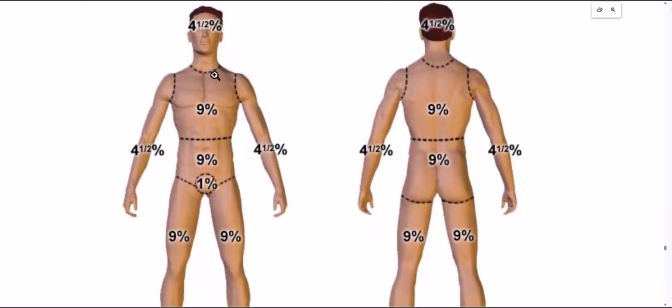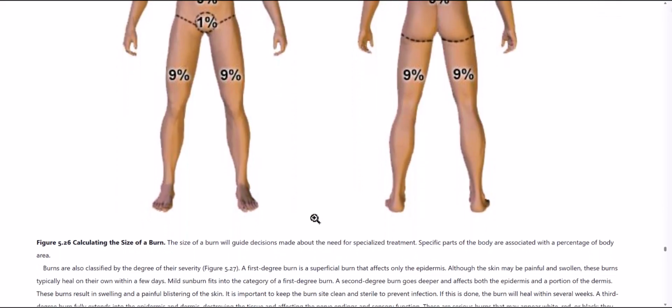So the anterior chest, 9%, the abdominal area, 9%, your upper back, 9%, your gluteal area, 9%, front of your legs, 9, back of your legs, 9. You see the idea. So this is just a quick and easy way to add up the approximate percentage of the body that has been affected by the burn.